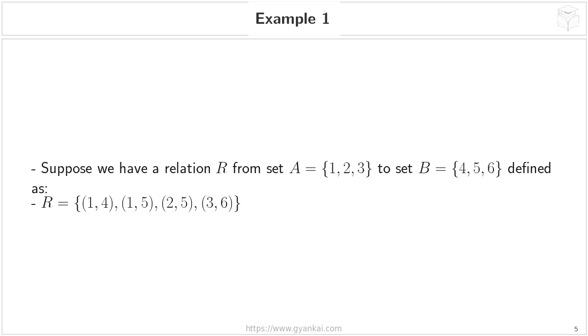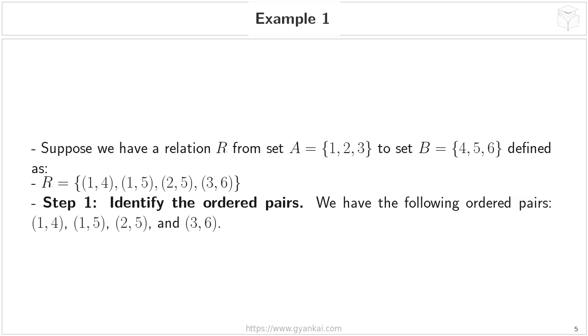Now let's break down how to find the domain and range, step by step. Step 1. Identify the ordered pairs. This is straightforward. We simply list out all the connections that are defined in the relation R, which we've already done: (1, 4), (1, 5), (2, 5), and (3, 6).